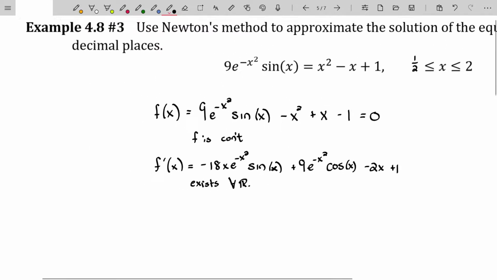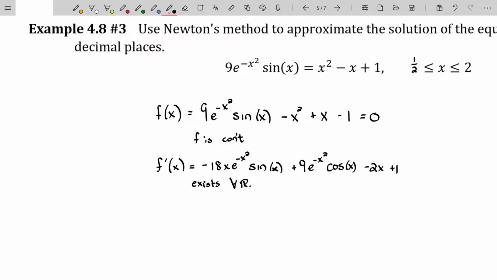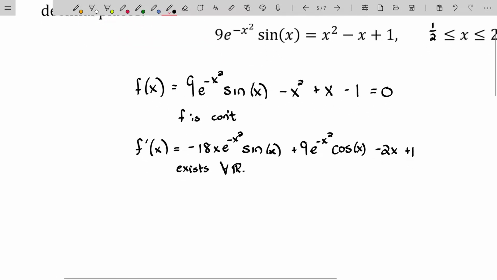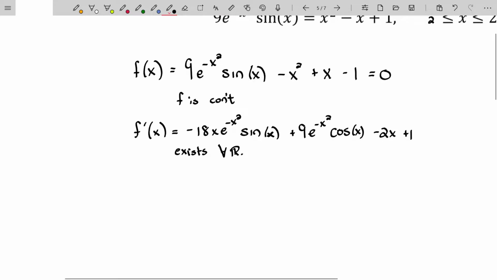That's just kind of critical because you can't use Newton's method on a function that's not continuous or not differentiable. A function that has kinks, cusps, or corners is going to be impossible to use Newton's method on. And functions that have jump discontinuities, same thing. All right, so let's go ahead and use Newton's method.